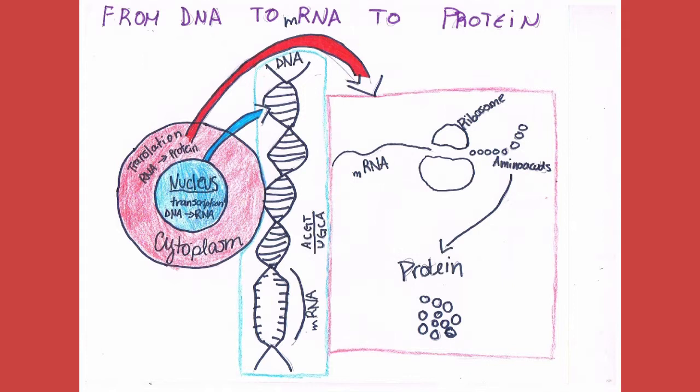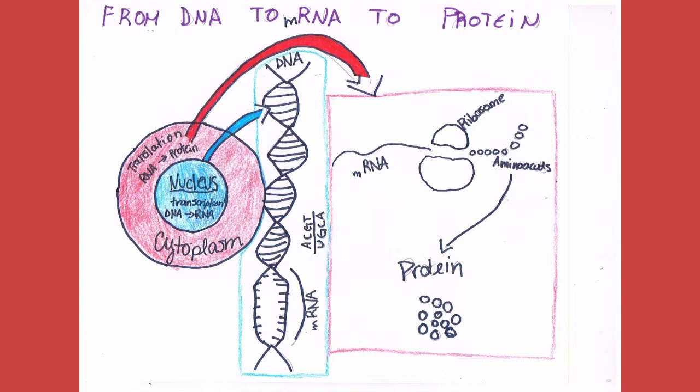From DNA to mRNA to protein. This process has two parts, the transcription and translation. The transcription happens in the nucleus of the cell. And when the DNA opens, it's a signal for the RNA polymerase to make an mRNA copy of that part of the DNA.